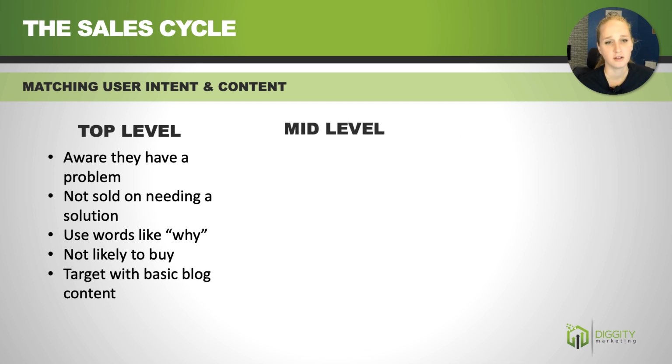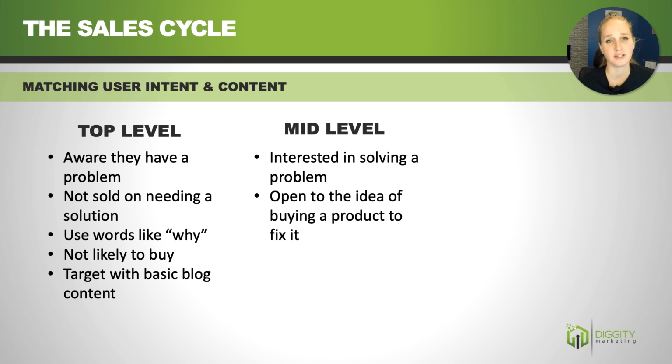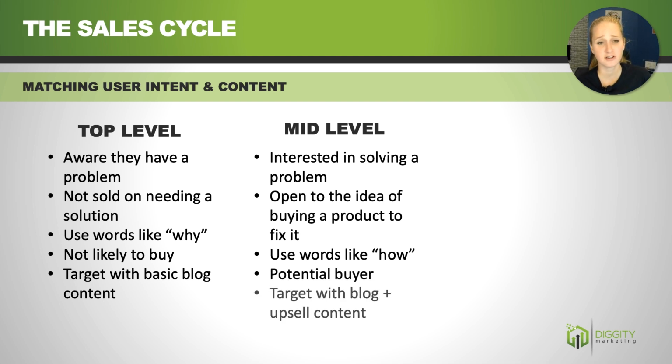So moving on, you get people in the mid-level. These are the people that are potentially interested in solving a problem, and they may or may not be open to the idea of buying a product in order to solve that problem. These are the type of people who are going to be using words like how, so people who are Googling how-to type of terms. These are going to be potential buyers, and you're going to target them in a similar way to people in the top level with blog content, but instead you're going to have some sort of upsell in there. So using how-tos as an example, you have a how-to article, and at the end, maybe you say something about why DIY isn't the best, and go ahead and check out this list of products instead.